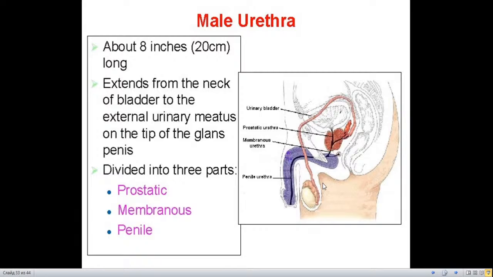On this slide are presented the anatomy structures of the male urethra. The male urethra is longer than the female urethra, 20 centimeters long, and has the following parts: prostatic part, membranous part, and penile part. Remember please and reflect the names of these parts in your notes.